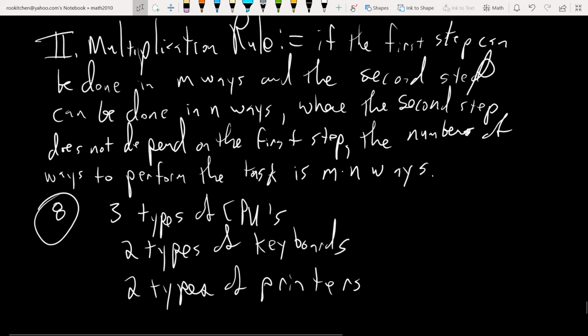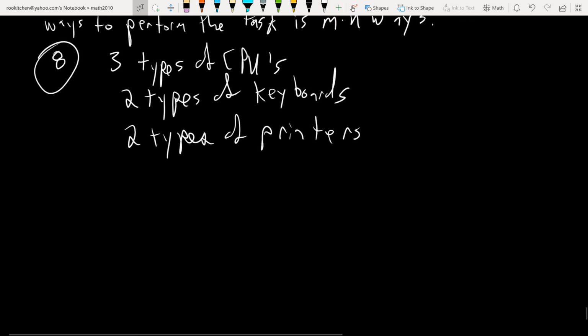Okay. First, we're going to use a possibility tree to enumerate it, and then we'll use the multiplication rule to tell how many different kinds of computers there are. Please note, none of these steps are dependent on the previous step. For example, if I buy a certain CPU, it doesn't restrict the different kinds of keyboards I can buy. So the first step, we're going to buy a CPU.